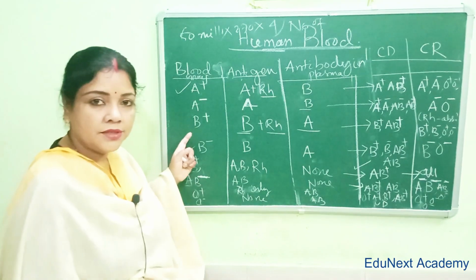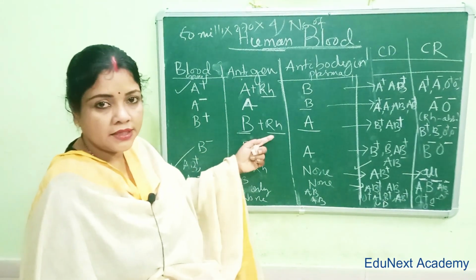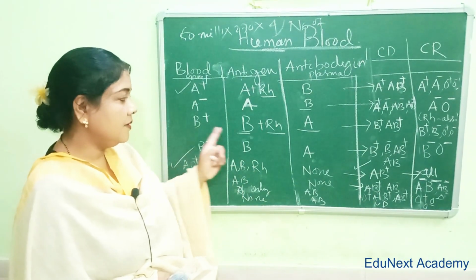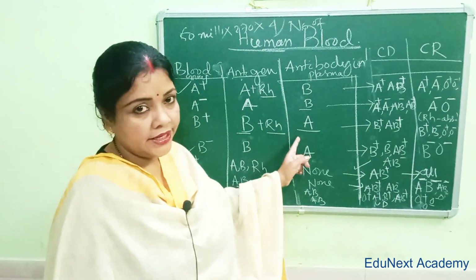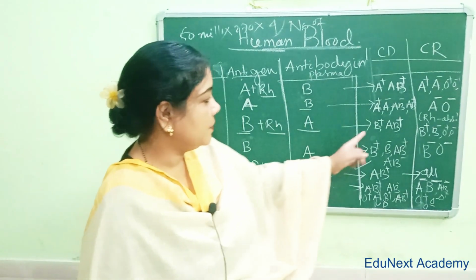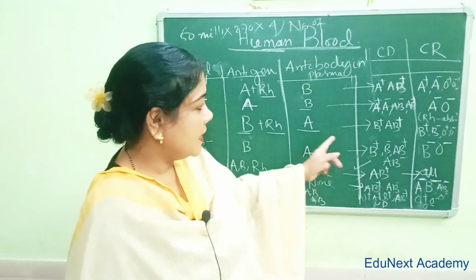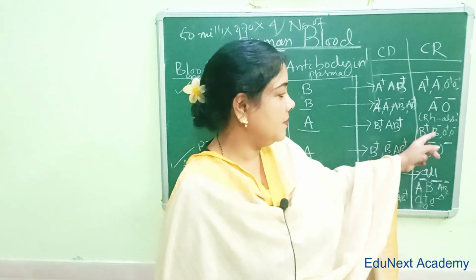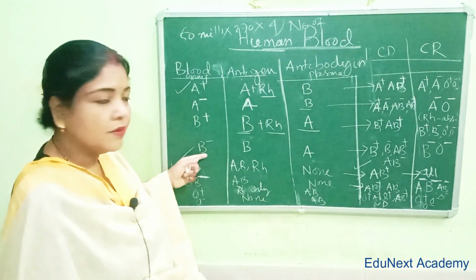Next come to B positive blood group. B positive means antigen B with rhesus factor. Plus means rhesus factor. Remember this. B positive: antigen B with rhesus factor but antibody A. It can donate to B positive and AB positive persons, and it can also take blood from a person who has B positive, B negative, O positive or O negative blood group.